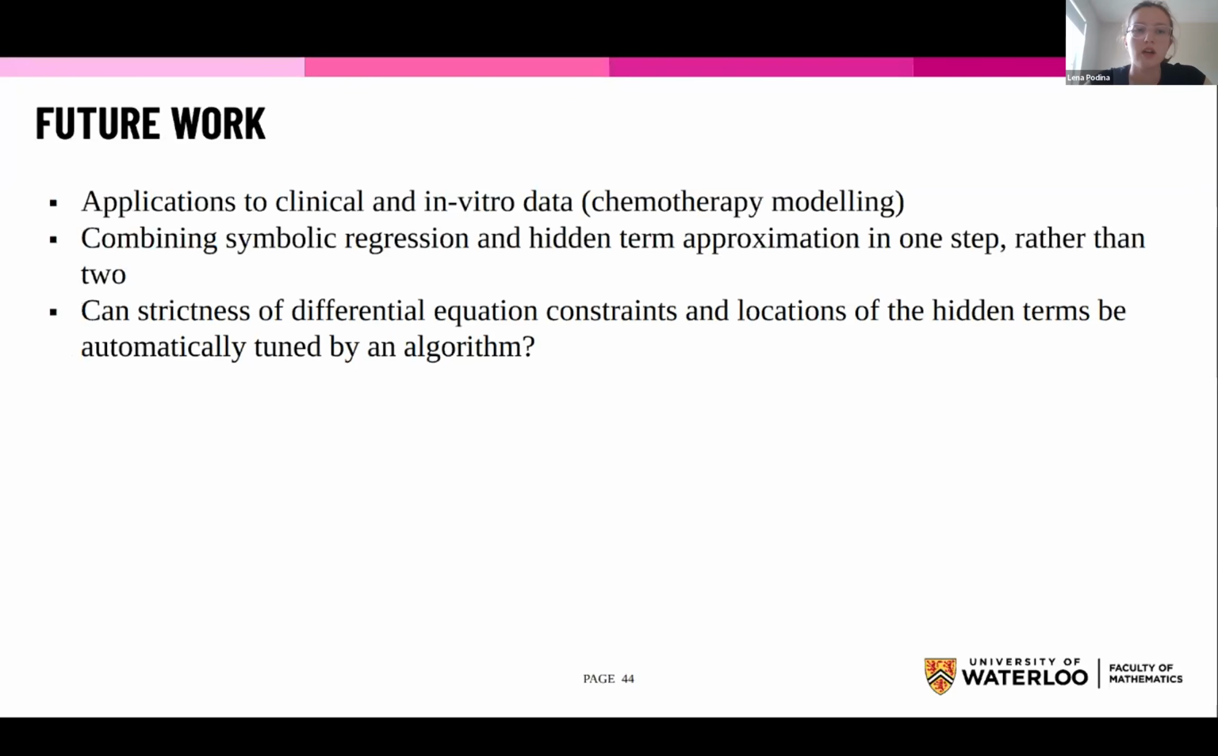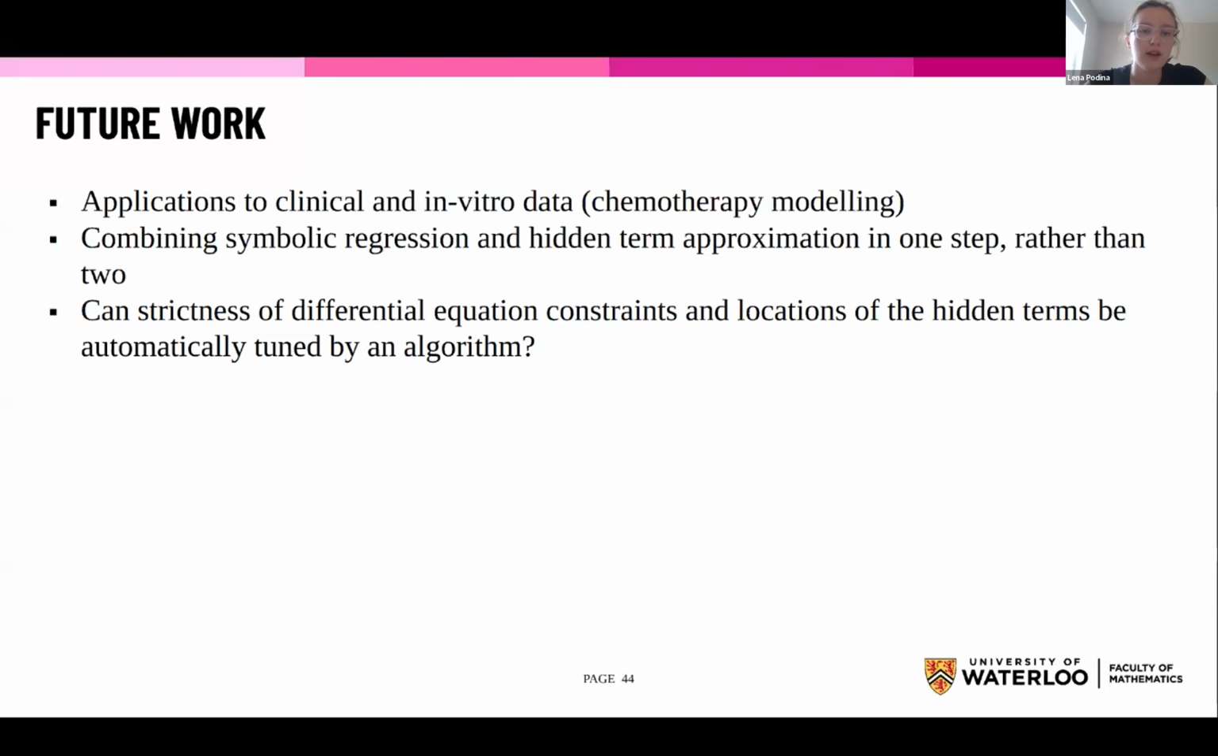Future work includes applications to clinical and in vitro data, more specifically for this last project on chemotherapy modeling. In the case where you have these different dosages, it would definitely be really good to apply this to in vitro data after we've done enough simulations. Another thing we're interested in is combining symbolic regression and the hidden term approximation in one step rather than two. It could be possible that these two things can inform each other.